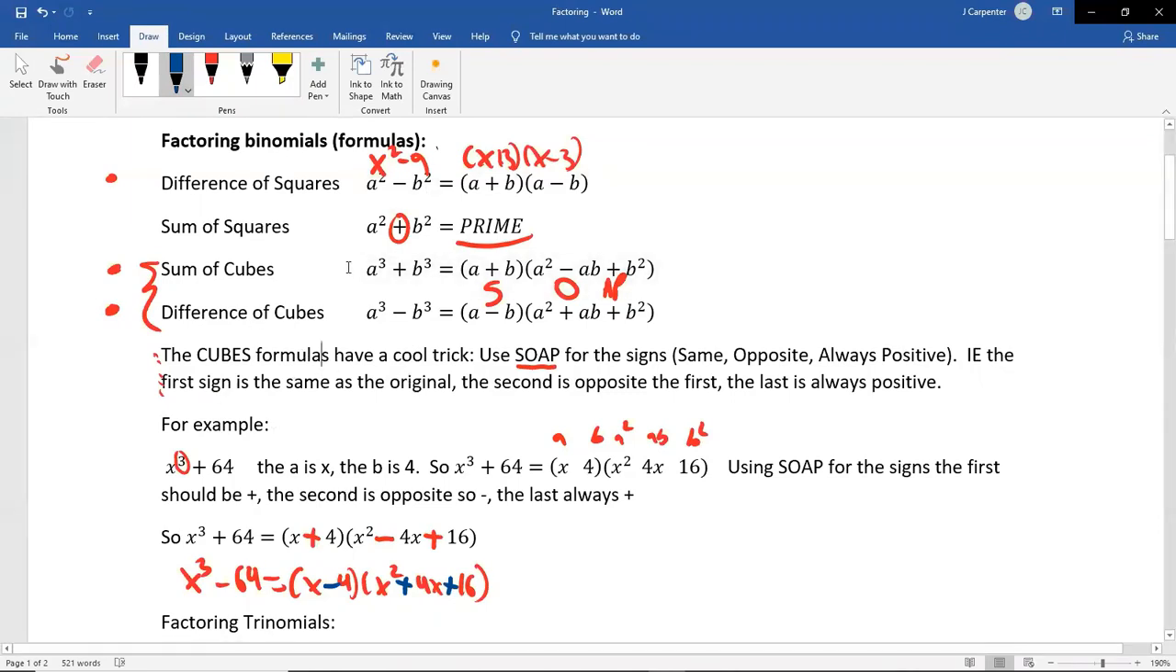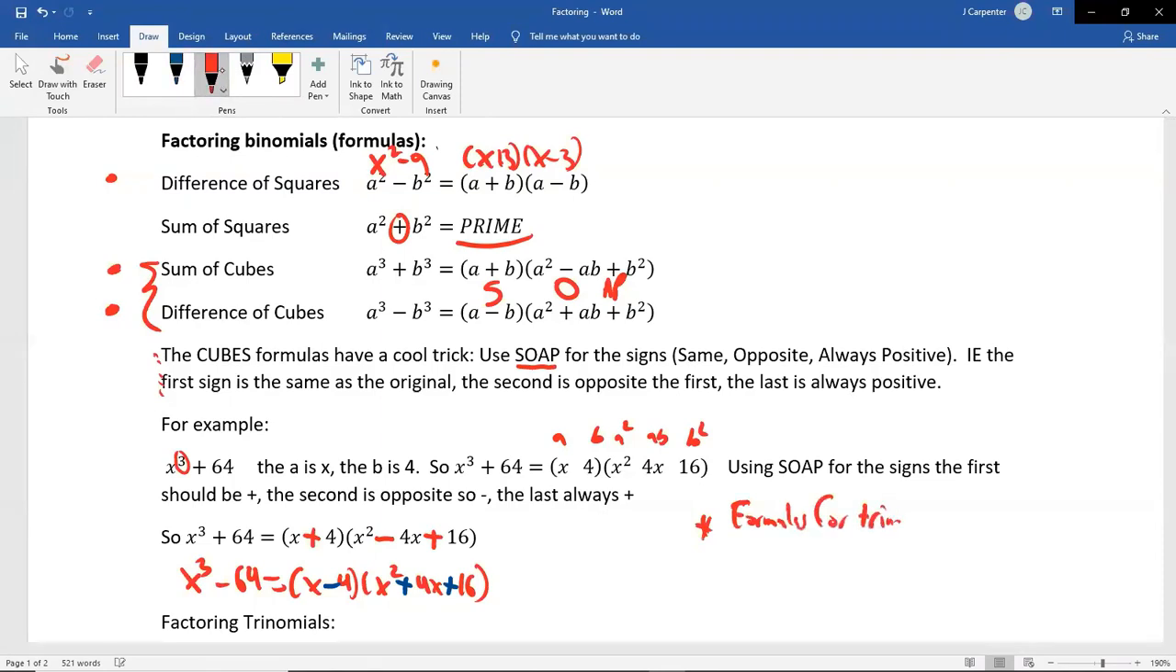Now, there are formulas for some trinomials, things with 3 terms. So I'm going to add something to the side here, that we have some formulas for trinomials. I'm writing the wrong side, I'm swapping my left and right side.